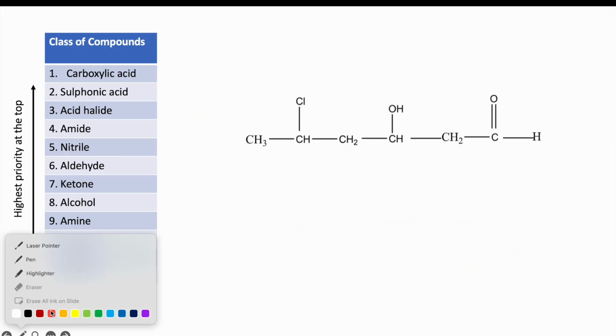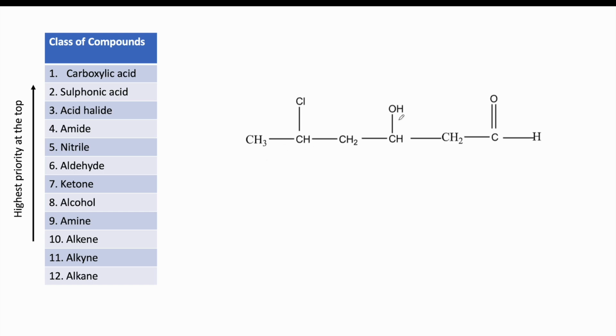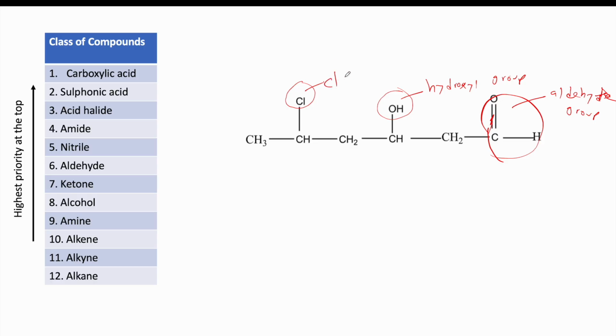Alright, so we have our last example for today. If we look at this compound, we have two functional groups again. This is an aldehyde group, CHO, aldehyde group. Then we have an alcohol group, or you may call it a hydroxyl group. And we have a chloro group, which is definitely going to be a substituent group.